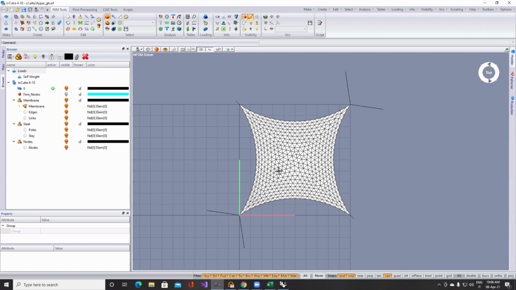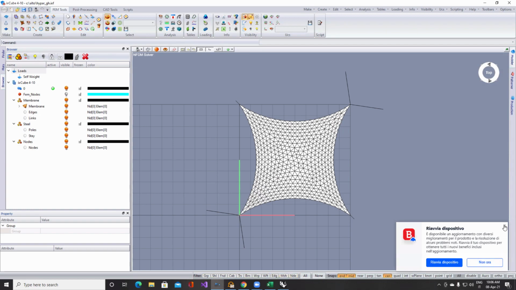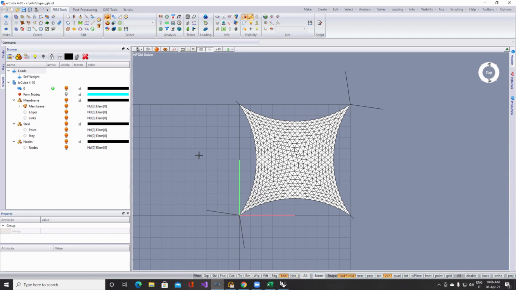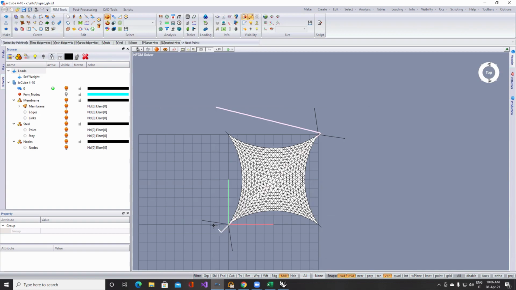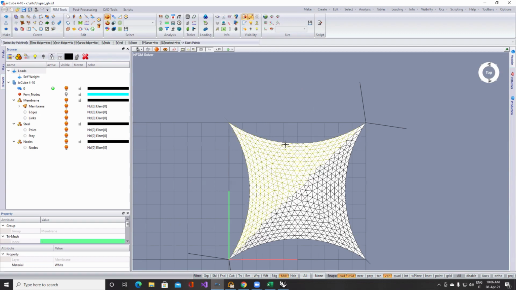We can apply the loads on the surface. To do this, I am going to activate only the mesh filter, so I can select only mesh objects, and I'm going to use the select by polyline, and I will select something like this. I am using the C key to close the polyline. So I have selected this part of the membrane. And I'm going to save the selection as SA. Click on save, and that's it.